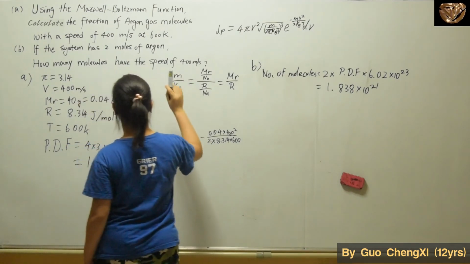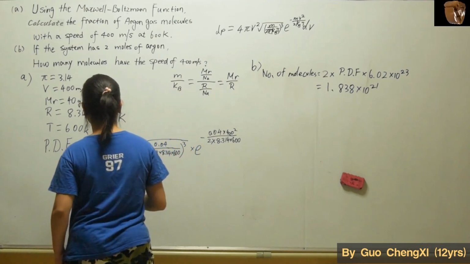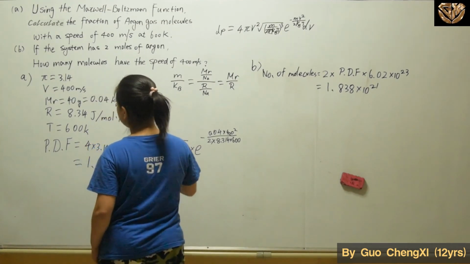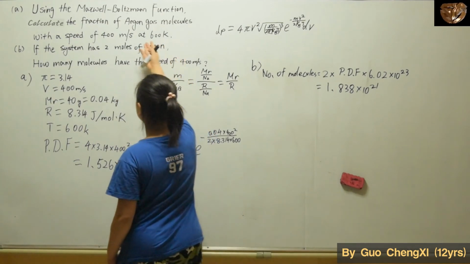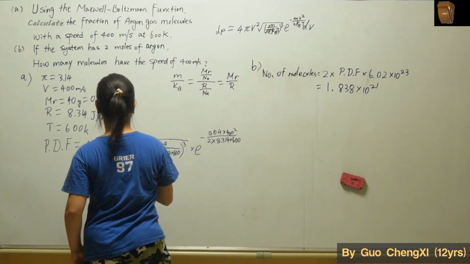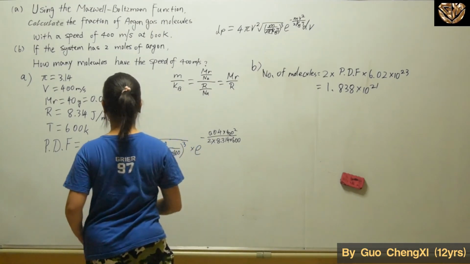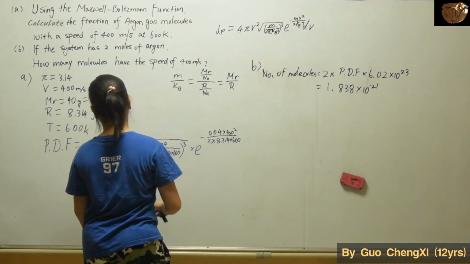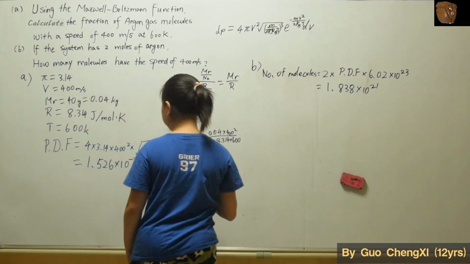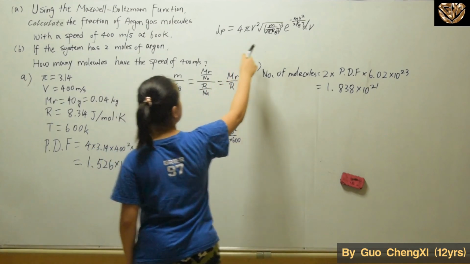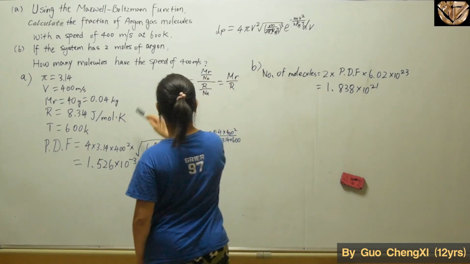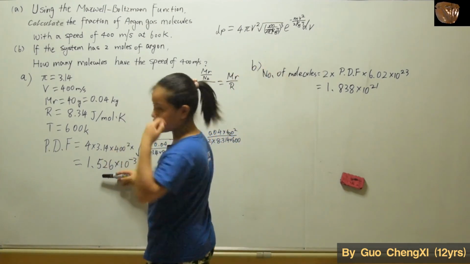to find this. Well, for argon it was 40 grams, but we have to use the SI unit here, so we're going to use kg. Then after that, the temperature is 600 Kelvin as shown, and over here you cannot use Celsius because they are not the same thing, and we won't be converting them. So the PDF will be using this. This is the PDF, but we'll have to sub in the different values, and this is what we got.